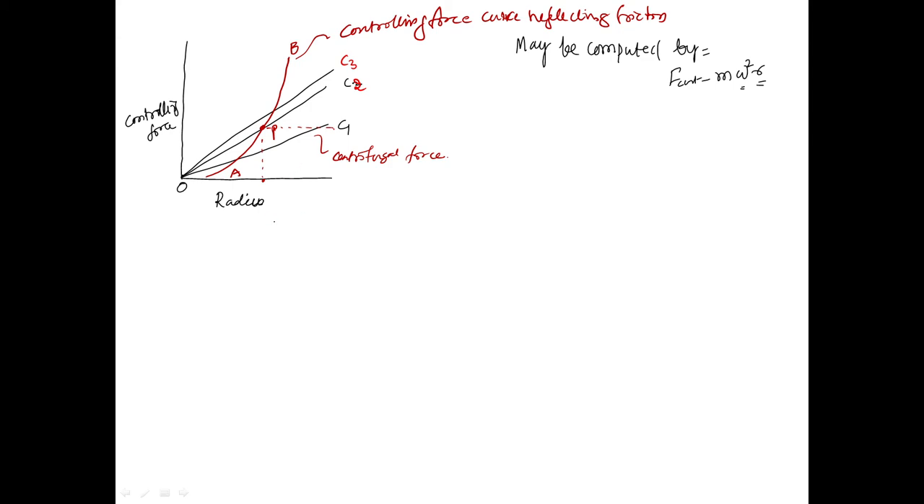Now if the speed increases to P1, what happens here? The radius of the ball also increases, thus moving the sleeve up and closing the throttle valve to the required extent. Similarly, if the speed decreases, the controlling force is going to come to this point P2.